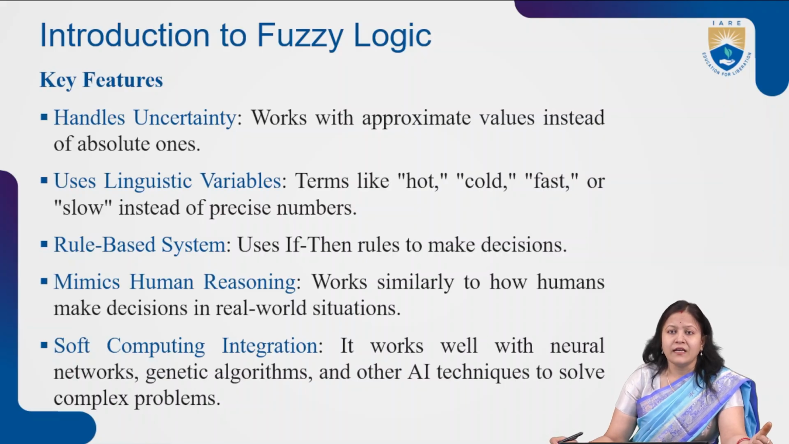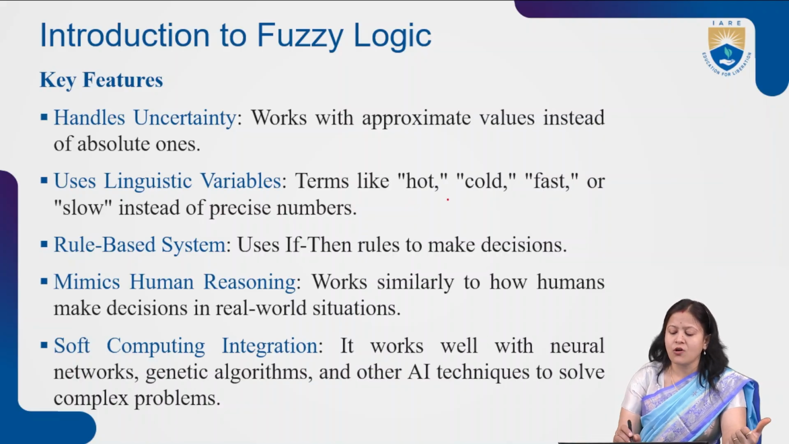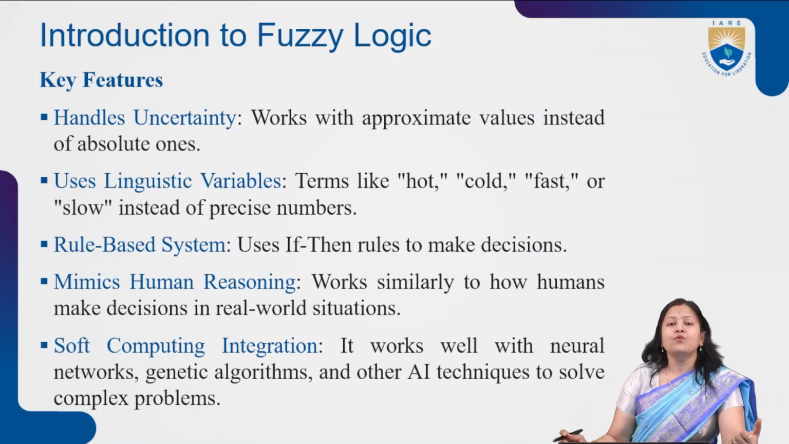It can handle uncertainty, meaning it works with approximate values instead of absolute ones. As I have already discussed, absolute means either true or false. But instead of assigning exact true and exact false values, it approximates between true and false. That is why it handles uncertainty. It uses linguistic variables, terms like hot, cold, fast, slow, as in the temperature is hot. As these are not understandable by the machine, fuzzy logic makes the machine understand using its logic, instead of precise numbers. And it is a rule-based system. Basically, to understand fuzzy logic, one thing required is mathematics, that is, set theory.